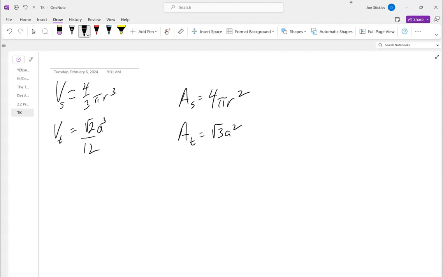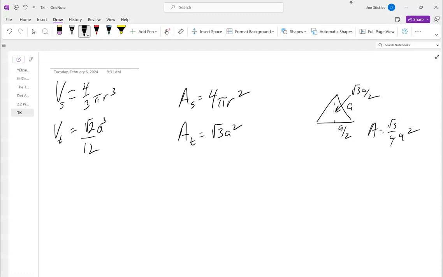But the equilateral triangle we can do. If this is A and you drop down your perpendicular, you get A over 2. So the length of that side is root 3A over 2. One half base times height gives you root 3 over 4 A squared. And then you've got 4 faces for a tetrahedron. So it should be root 3 A squared. That one I remember because I can derive it.